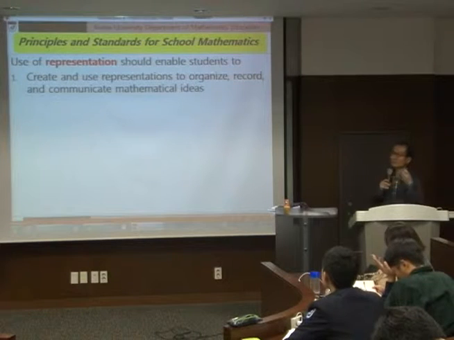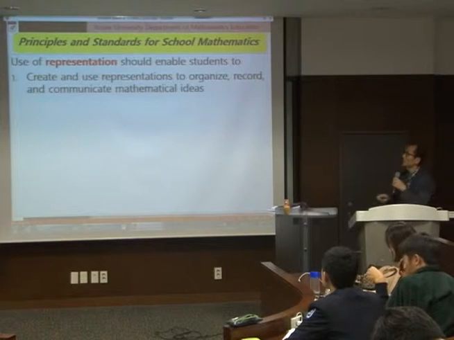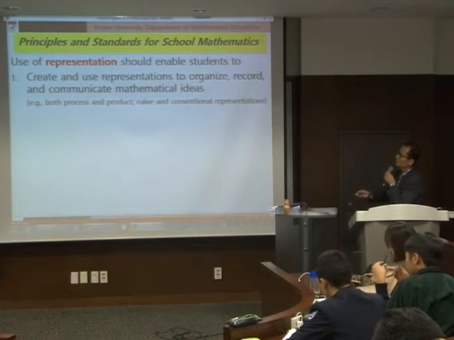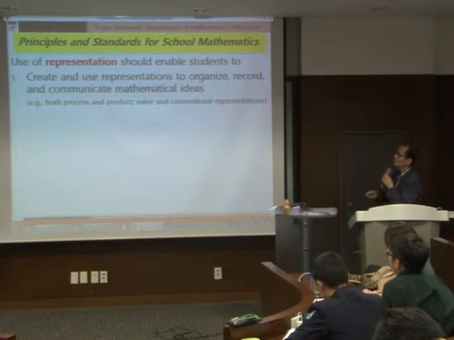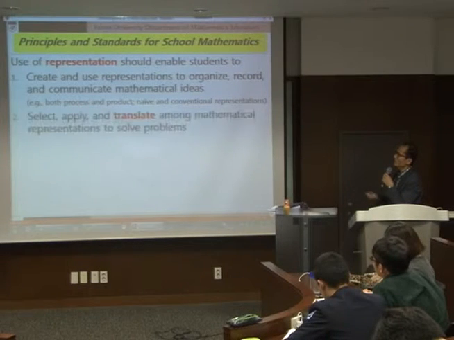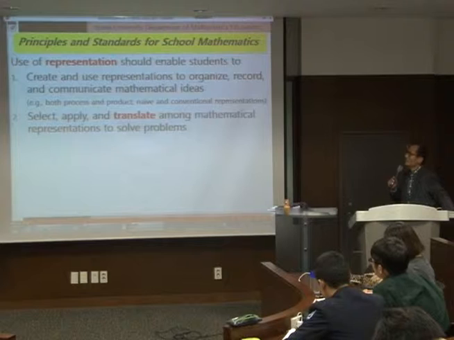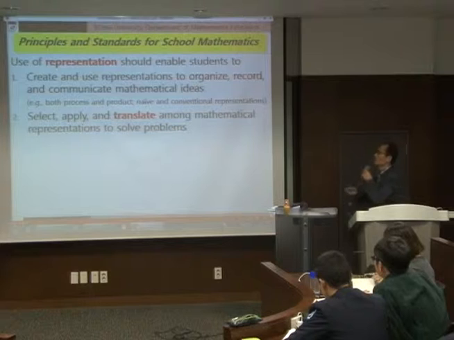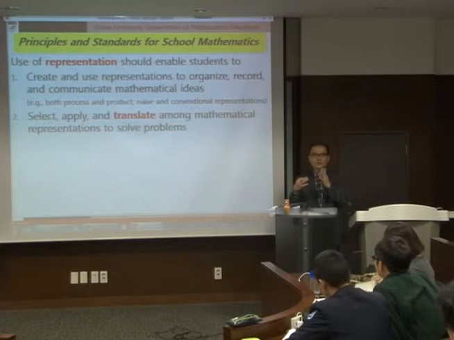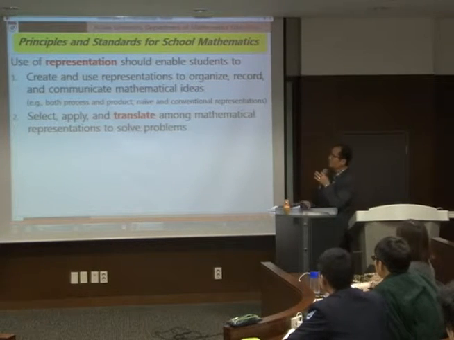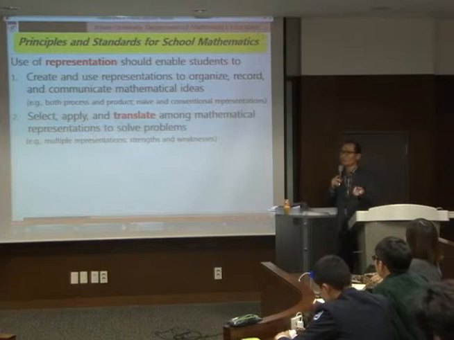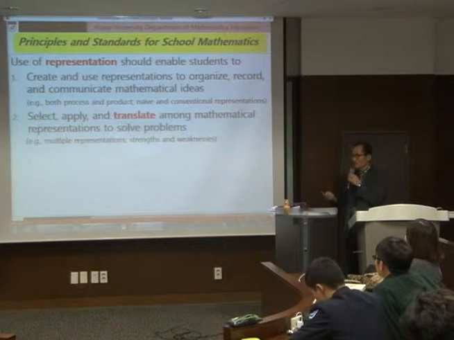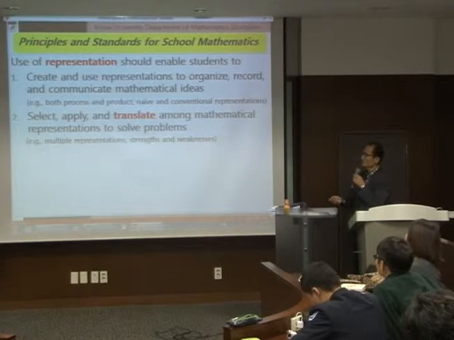So another process is representation, right? Representation: you should understand create and use representations, to organize, record, and communicate mathematical ideas. I emphasize both process and product. Also naive and conventional representation in this category. The second one, in the case of representation, select, apply, and translate among mathematical representations to solve problems. I emphasize translate in this category, right? But before translating, you should develop multiple representations, obviously, right? That's one of the important issues, and strengths and weaknesses should be considered in this category.